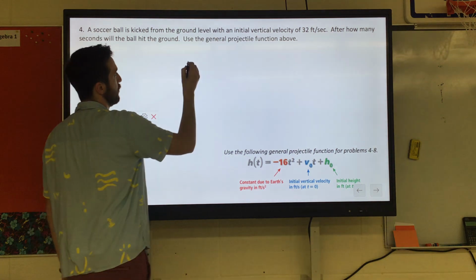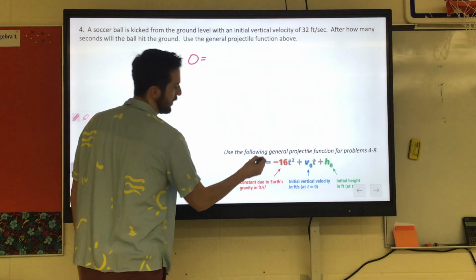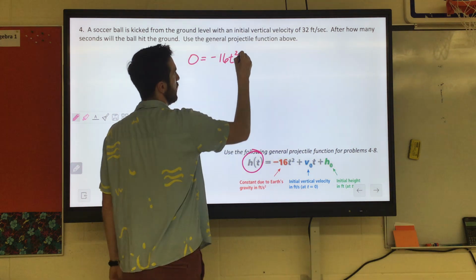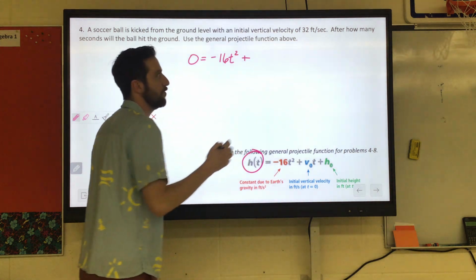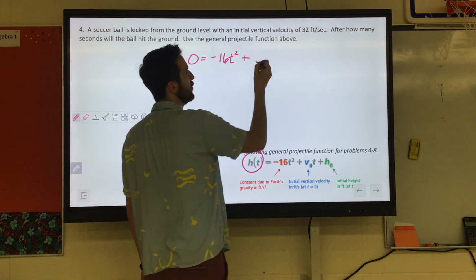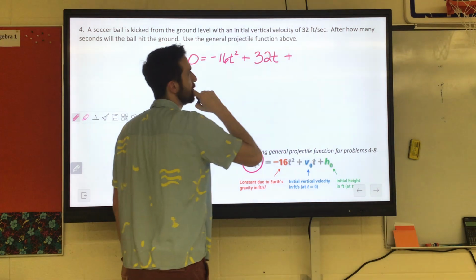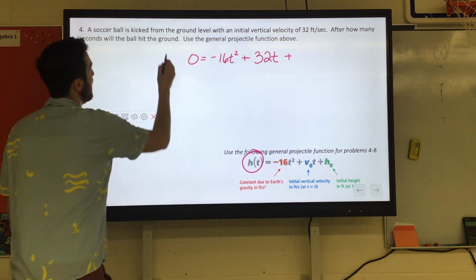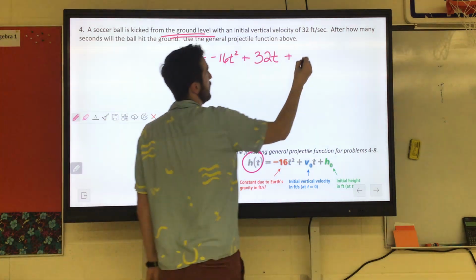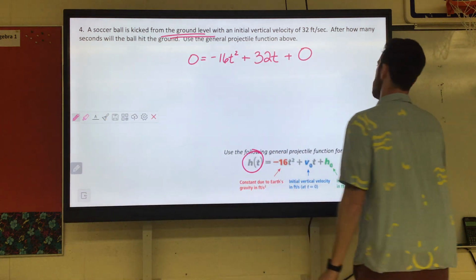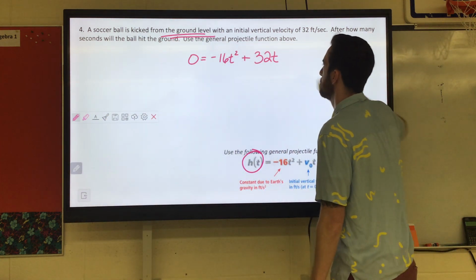So we're looking for when this ball hits the ground again. The ground is at 0 feet. So for the h of t, I'm going to put 0, equals negative 16 t squared plus, here's where our velocity comes in, 32 feet per second. So 32t plus the starting height. Now, he's kicking it from ground level, so plus 0. We don't even need that plus 0, so we can get rid of that.